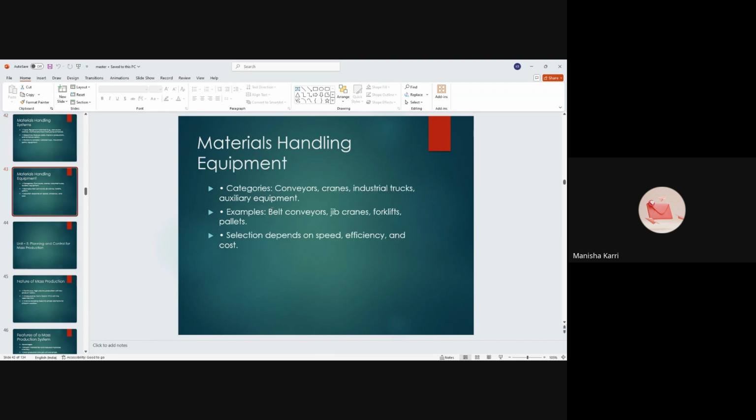So the next one is material handling equipment. So what is material handling equipment? Here both are the same, okay? Categories like conveyors, cranes, industrial trucks, and auxiliary equipment, all these are material handling equipment.